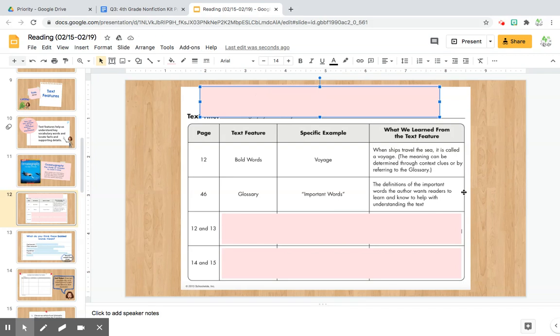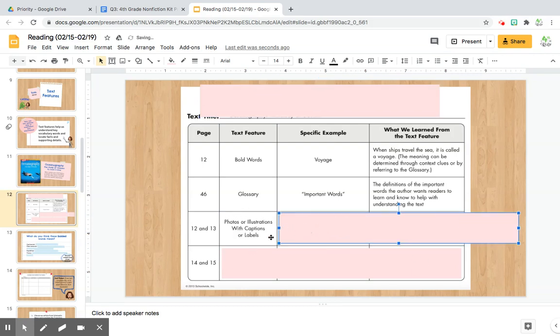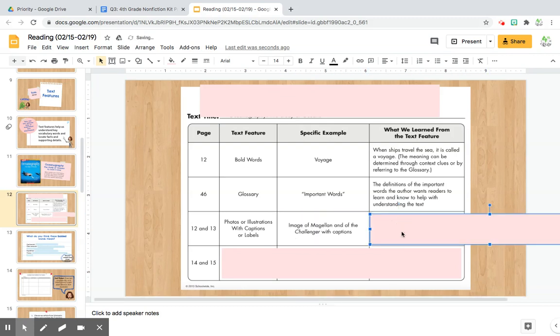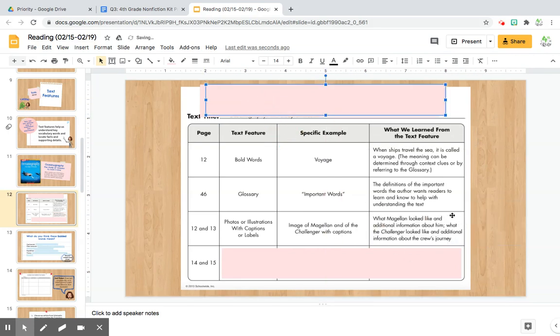Now, I'm going to continue on. And remember, when these text features tell us this, it's kind of like shouting out to us, hey, pay attention to me, right? All right, so when I'm taking a look at pages 12 and 13, I have an example of more photos and illustrations. The specific example in this book was the image of the Magellan and of the Challenger with actual captions. So why would that be important to us as readers? What did we learn from these images? Well, we learn what the Challenger looked like, and also any additional information about our crew's actual journey.